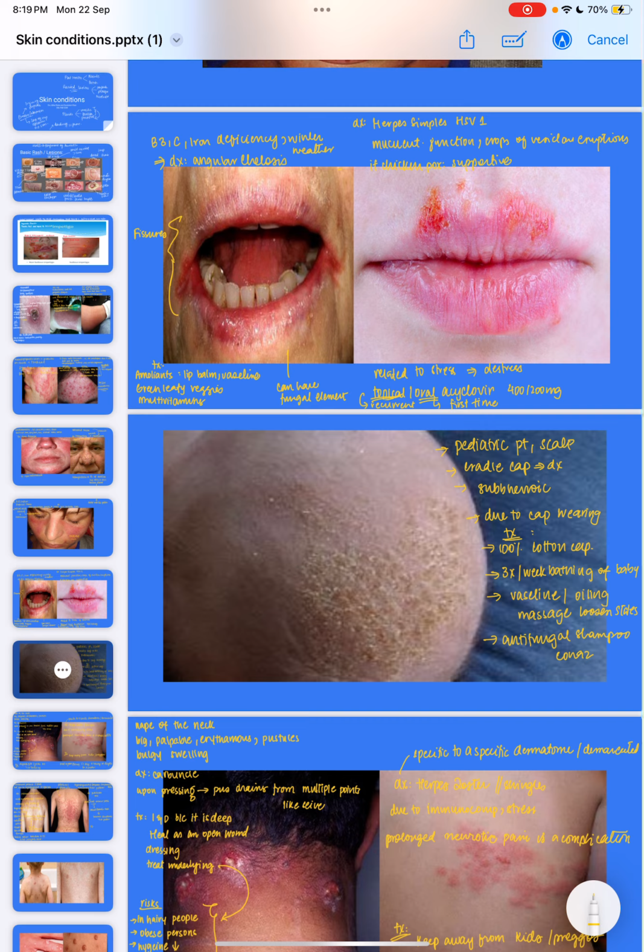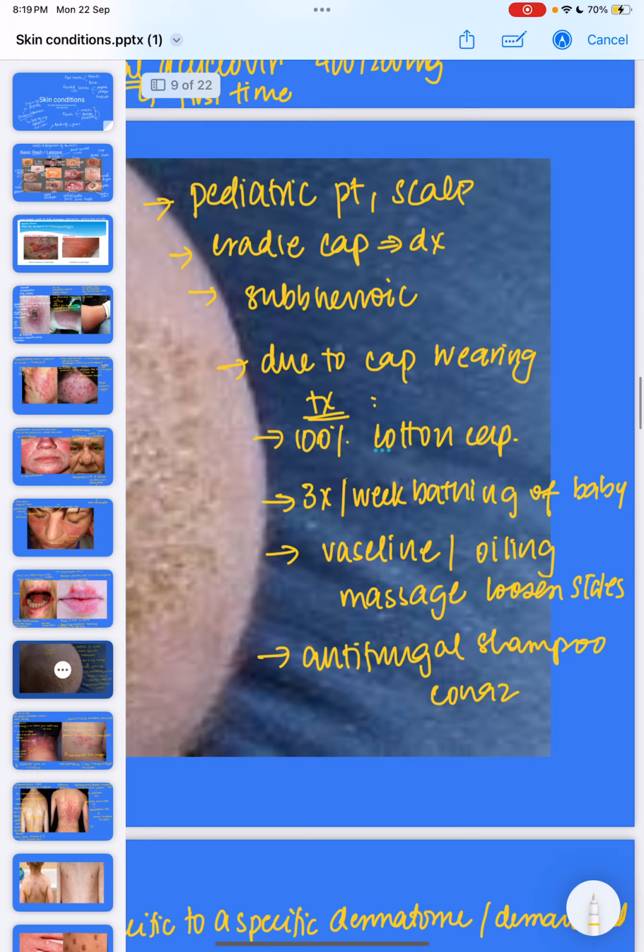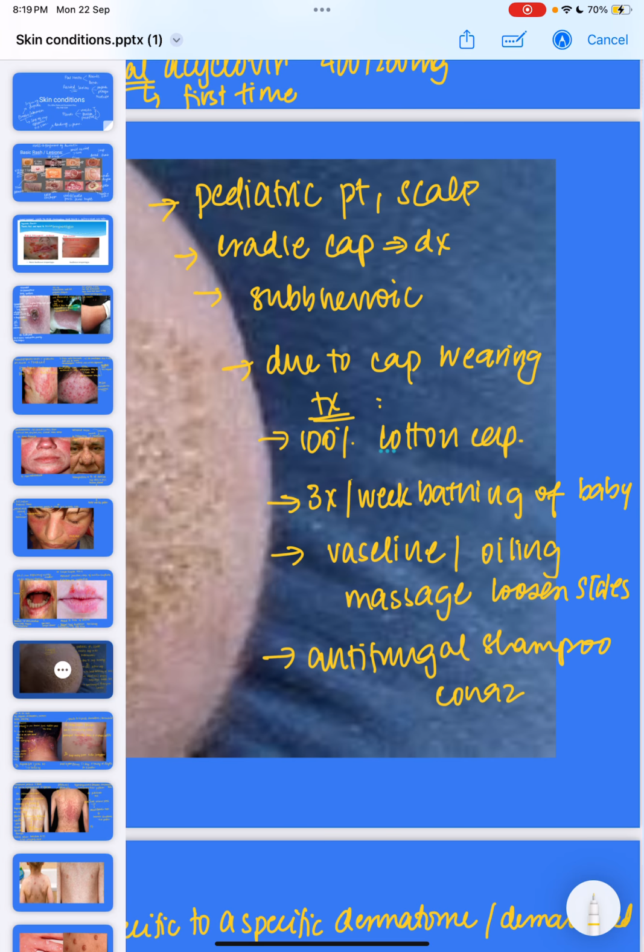और इसमें जो होता है, this is due to like when moms they come and वो अपने बच्चों को टोपियाँ पहनाती हैं ना, तो it's due to cap wearing, ठीक है. So this is like a fungal infection, a mild fungal infection, right? So इसका जो तरीका है to treat it, that is to use 100% a cotton cap, and then 3 times a week we bathe the baby, and then we use Vaseline or oiling to massage and loosen the scales.